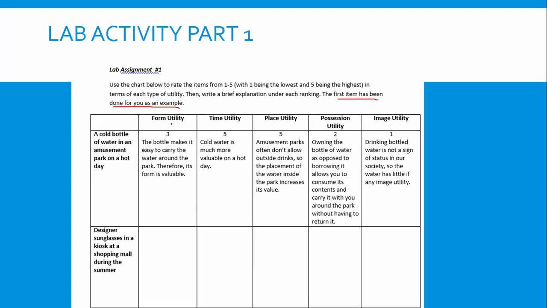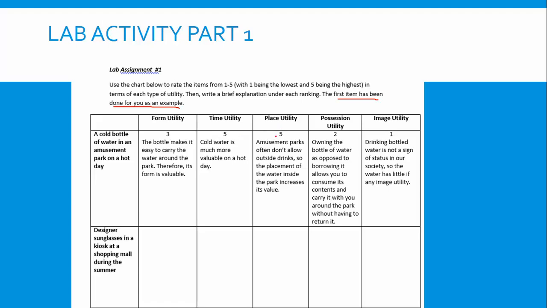So why is the utility form ranked as a 3? Well, because the water bottle itself is easy to carry, so it is valuable. It's not the most convenient, and it's not the least convenient, right? For time utility, on a hot day, that's going to make your time much better, because you're going to have that cold water to satisfy your thirst, to cool you down, etc. So I would rank that definitely high, just like they did here in the example.